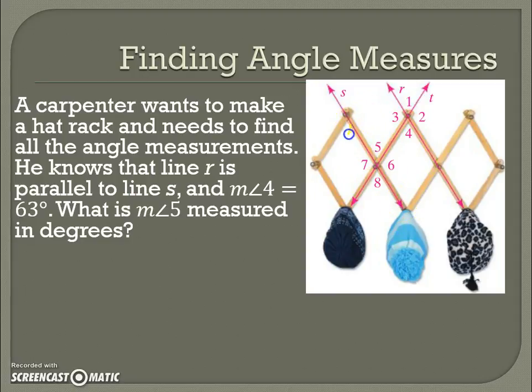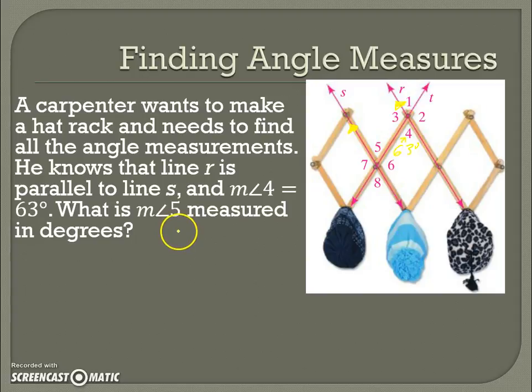Now, an easy way to help you remember that is to draw these little triangles on here. And what those triangles tell you is, hey, these two lines go in the same direction forever. They're never going to cross. All right, he knows that line R is parallel. He knows that angle 4 here is 63 degrees. I'm just going to write that in here. All right, so angle 4 is 63 degrees.